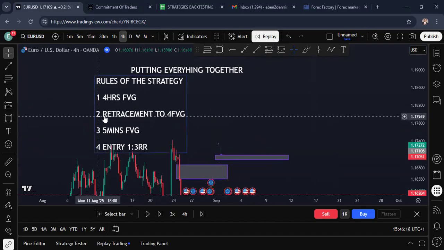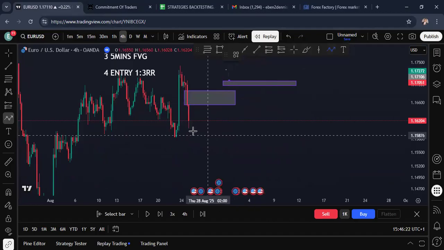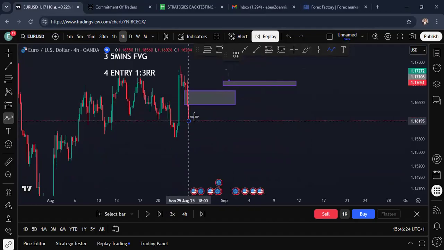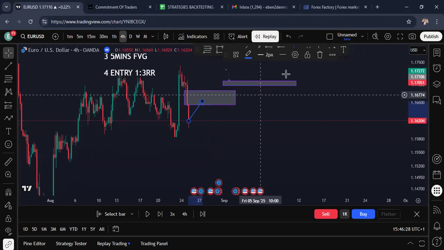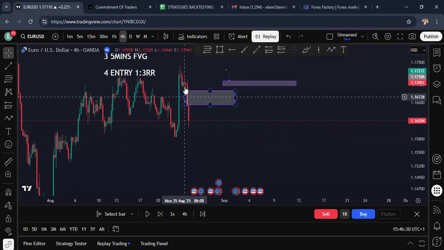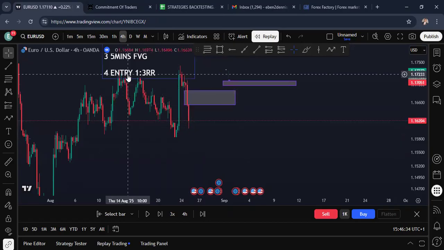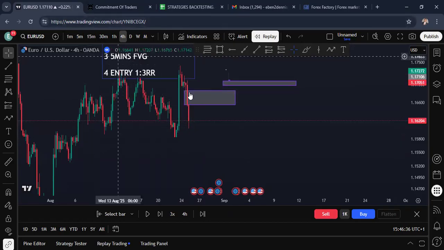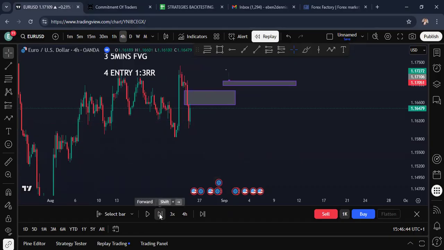The next thing is we'll wait for a retracement to the 4 hours FVG. So what does that mean? What that means is this is where price is currently. We expect price to retrace back to the 4 hours FVG for us to look for a selling position. So here is the 4 hours FVG. Before we go to the lower time frame, which is the 5 minutes time frame, we would wait for a retracement to the 4 hours FVG. So let's see. So we have the retracement now to the 4 hours FVG.